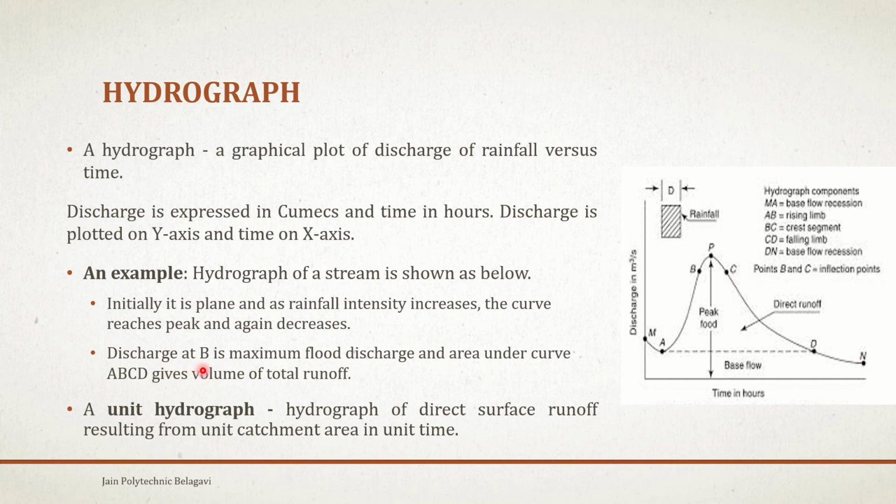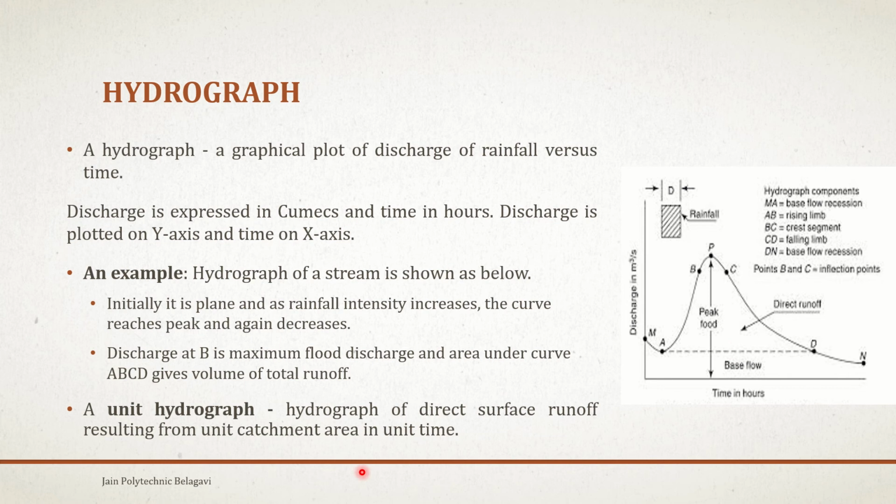The discharge at B is the maximum flood discharge, and the area under the curve ABCD is the area we will be collecting, and we will call it the volume of total runoff. Just the area we will be collecting, and this we will be multiplying with the depth, how much has been collected till that point D.